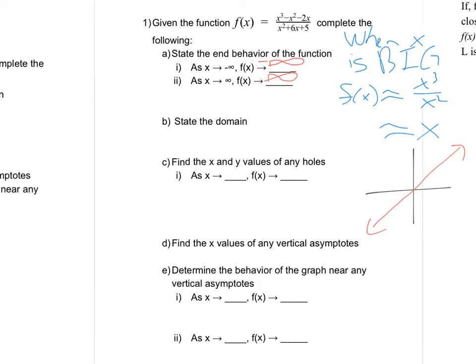All right, state the domain. Well, the domain, there are 3 things we reviewed in chapter 1 that would make something not be part of the domain. If there's an x value that makes the denominator 0, 0 in denominator.